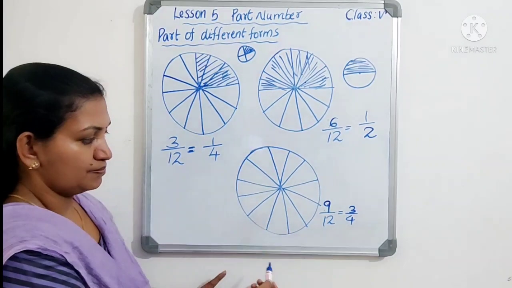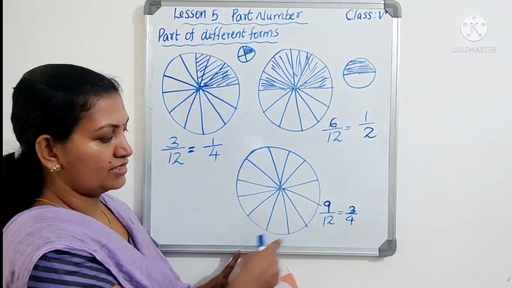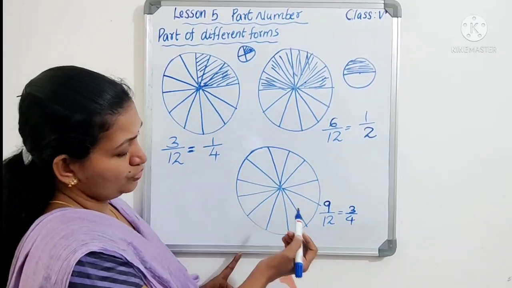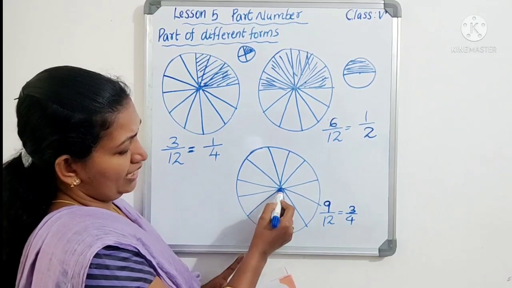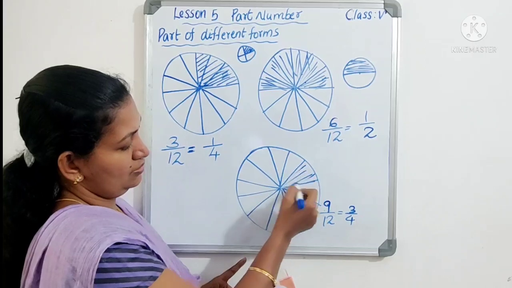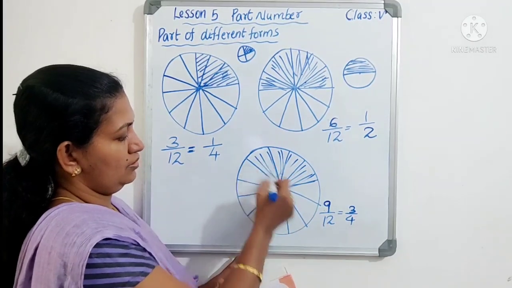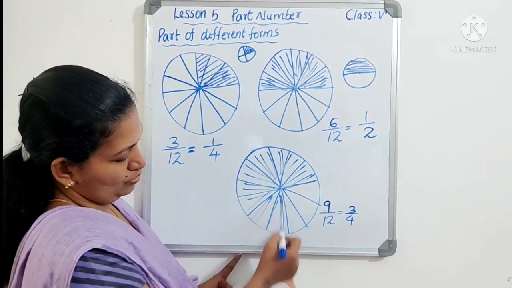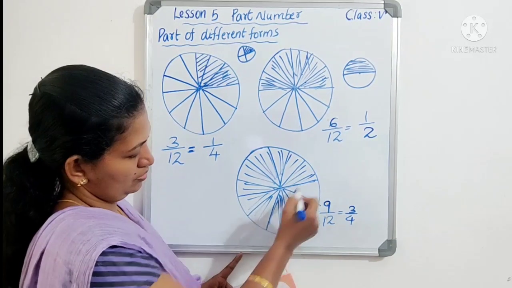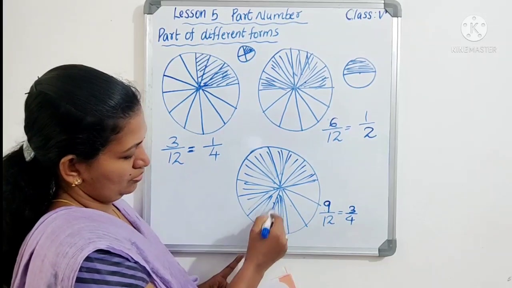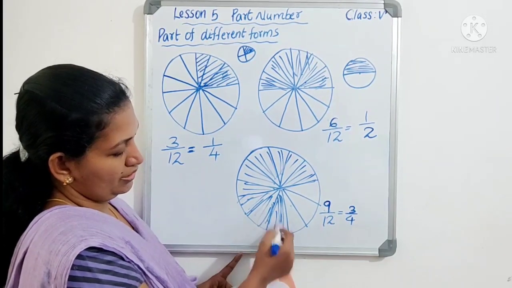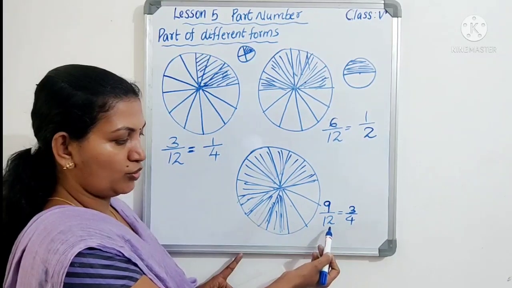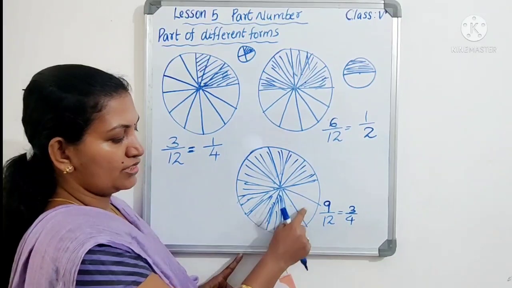Okay. Next picture. This circle is divided into 12 equal parts. Then we have to find 9 by 12. So we have to shade a total of 9 columns. Here I divide the circle into 9. That is 9 by 12. The fraction is 9 by 12. And how much is remaining? Only 3 columns are remaining.